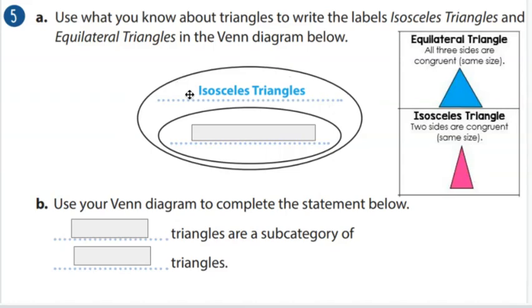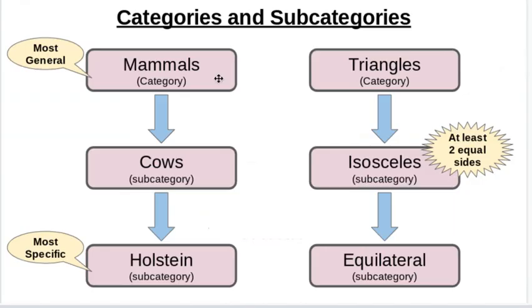This one can also go over here. But with an isosceles, I can get even more specific and get all equilateral triangles, because they need 3 equal sides. So that's how this Venn diagram matches that tree that we saw before. And I'll flip back to that really quickly.